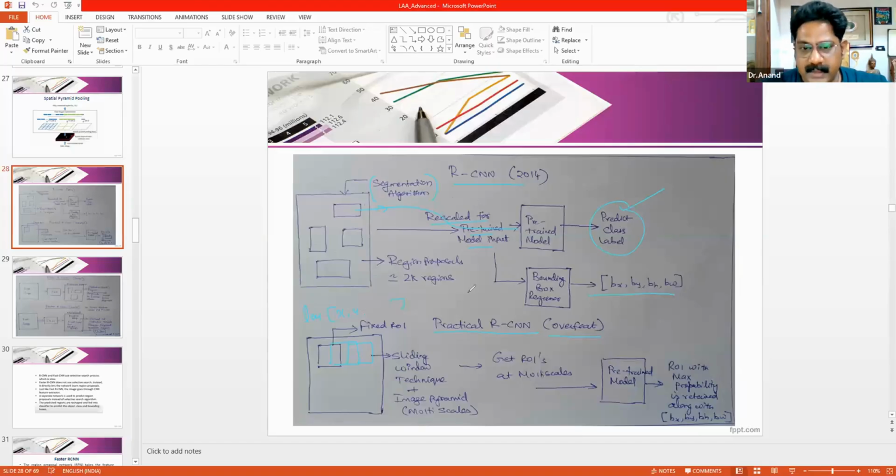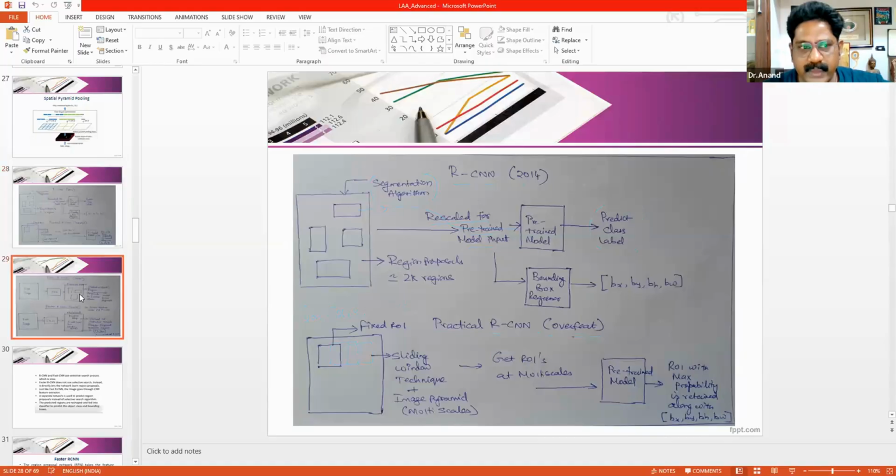That is why the more practical version of the original paper is implemented in the form of the overfit algorithm, which follows the sliding window technique plus image pyramid. Get the ROIs at multiple scales, and we pass them on to the pre-trained model. The ROI with the maximum probability is retained along with BX, BY, BH, BW. The locations are collected in LOCs, and the images are collected in ROIs. It is a simpler version of the original RCNN implementation.